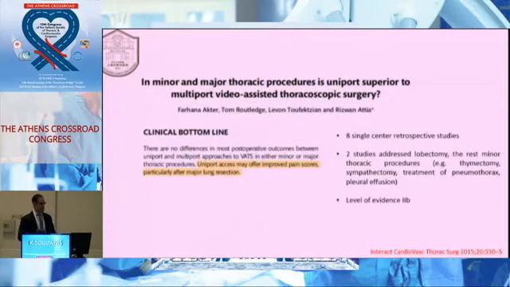This is a best evidence topic. It addresses the issue. 8 papers were used. 2 studies addressed lobectomy and 6 of them minor thoracic procedures. Again, the authors of this topic concluded that although there is a clear advantage in terms of pain, in terms of the other fields, there is no significant advantage favoring one or the other technique.